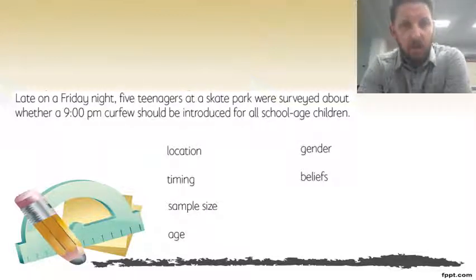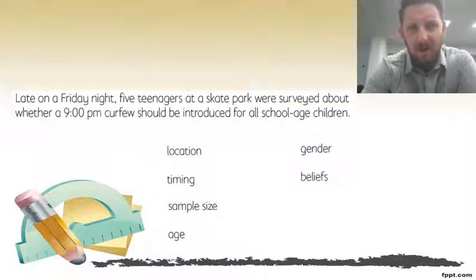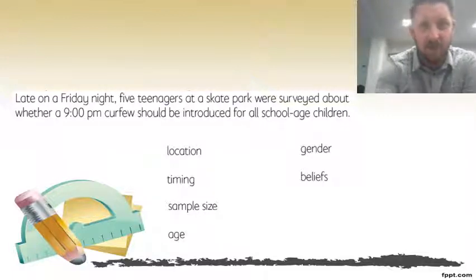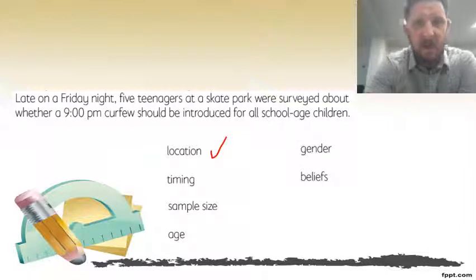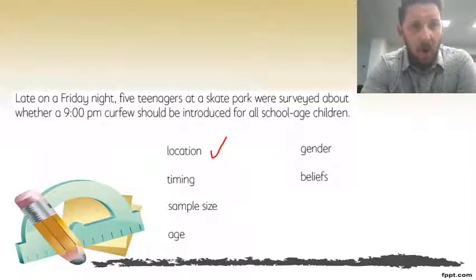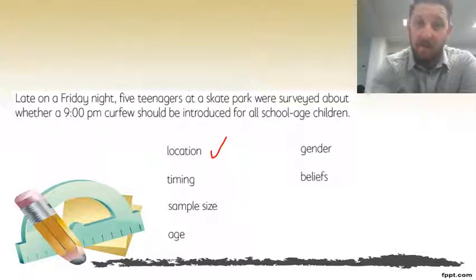So if we have a look at the location, now, we're talking about school-aged children. So if we think about location, where do they do it? At a skate park. Who's going to be at the skate park? Well, probably just school-aged children. So let's go tick. That's definitely bias. If we look at the timing, 9 p.m. Now, most people, and I know my son, he's in bed by 7 o'clock. So if anybody's up after 7 o'clock, they probably don't want a curfew, or they probably don't have a curfew. So this probably is their timing is poor.